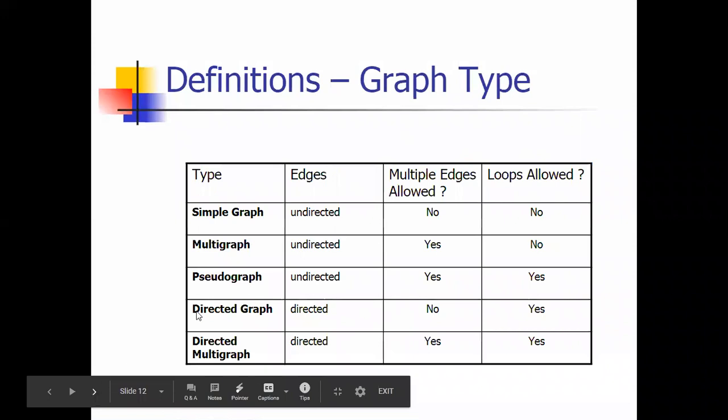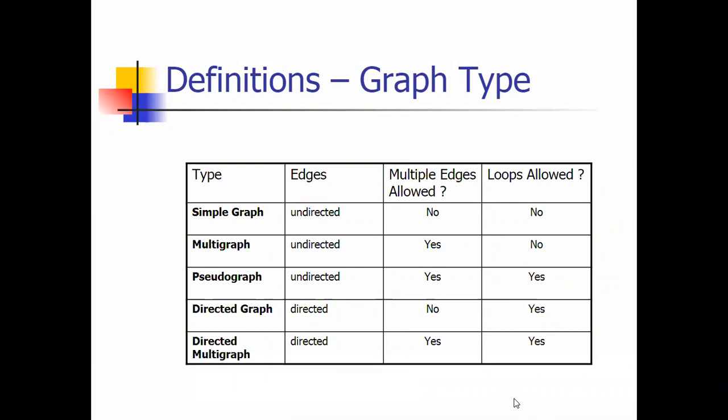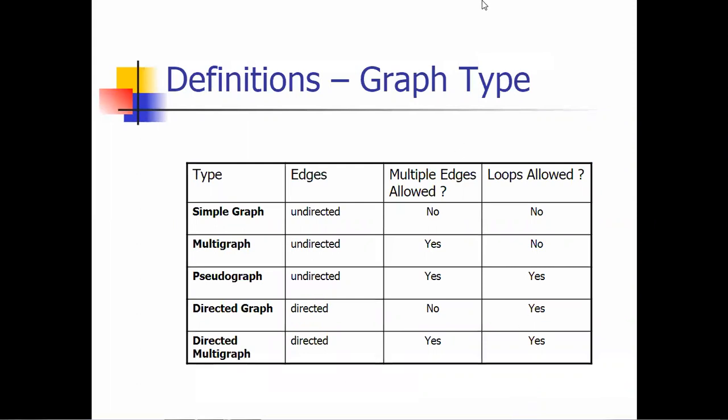Okay, so now these are the actual types of graph. This chart is specifically used for MCQ purposes; this type of question is asked. Multiple edges allowed in a simple graph, that we need to concentrate on, so you can give the answer here. Yes, the type is simple graph, edges are undirected, multiple edges allowed in a simple graph: no, loops allowed: no.